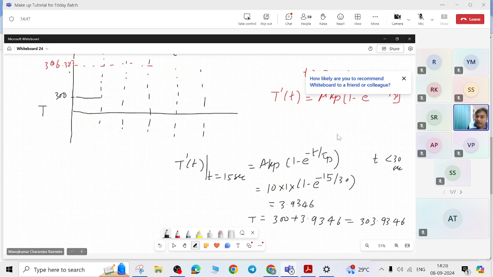So 303.93. So somewhere here we are getting that point, isn't it? This is the point when we are having, this is 0, this is 50 second, this is 30 second, correct?